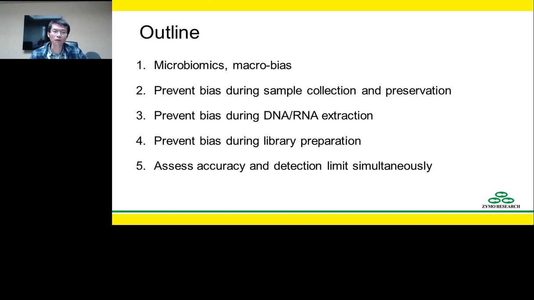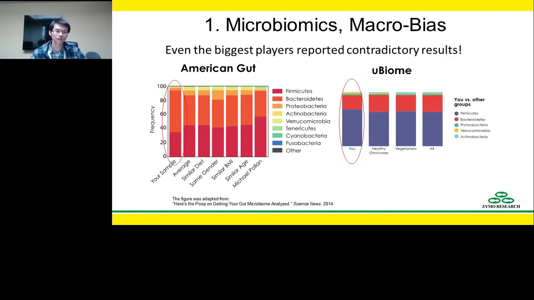This is a brief outline of my presentation. At the beginning, I will talk about the issue of bias in the field of microbiomics. Then I will share some of our experience and examples about addressing bias in different steps of the microbiomic workflow. In the end, I would like to introduce a new product from us. It's a new microbiome standard that can help you assess accuracy and detection limit simultaneously.